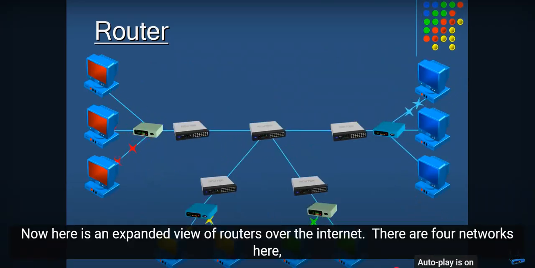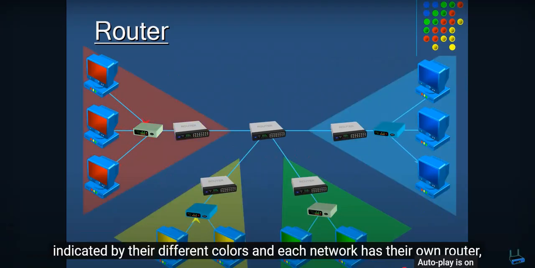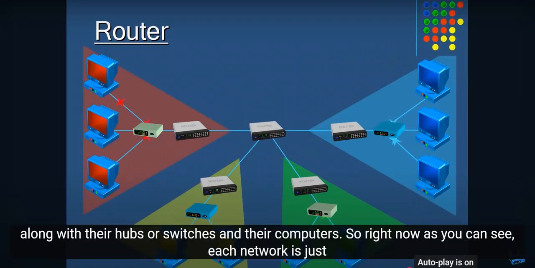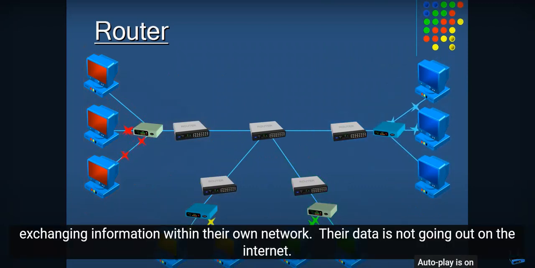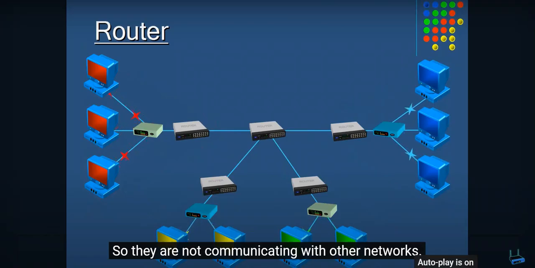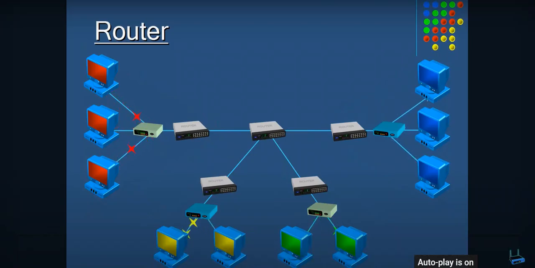Here is an expanded view of routers over the Internet. There are 4 networks here, indicated by their different colors, and each network has their own router, along with their hubs or switches and their computers. So right now, as you can see, each network is just exchanging information within their own network. Their data is not going out on the Internet, so they are not communicating with other networks. They are just exchanging data within their own network using their hub or switch.